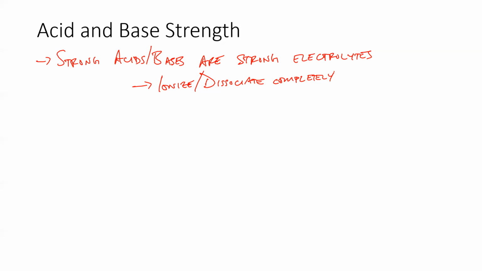There are 6 strong acids and 6 strong bases that I'm going to ask you to just know. You may remember these from Gen Chem, you may not. But these 6, you should be able to just recognize as, hey, that one's strong, or hey, that one's weak.